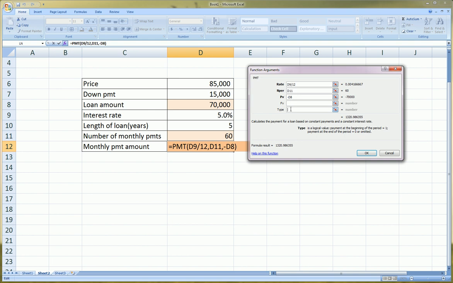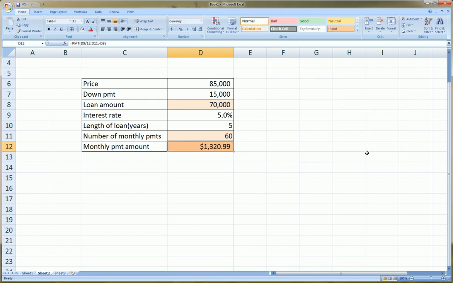And lastly, the type is just simply whether we pay the loan at the beginning of every period or at the end of every period. Okay? So usually, by default, most loans you're paying at the end of each period, okay? But we don't even have to worry about this here, okay? So we've got everything we need and we can just hit OK and Excel will give us our payment amount. So here it is, $1,320.99 is our monthly payment for 60 months based on all this information we have here, okay?